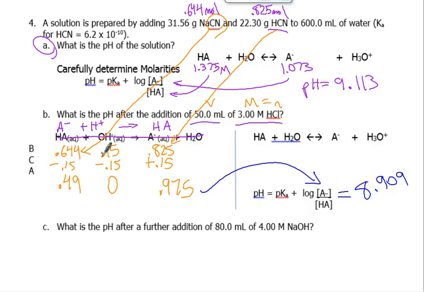What if they add 0.65 moles of hydrochloric acid? You would use all of this up, and you'd have hydrochloric acid left over, and the problem actually becomes a lot easier.